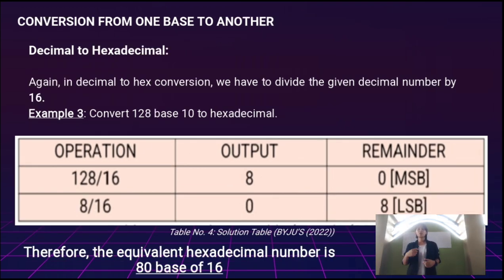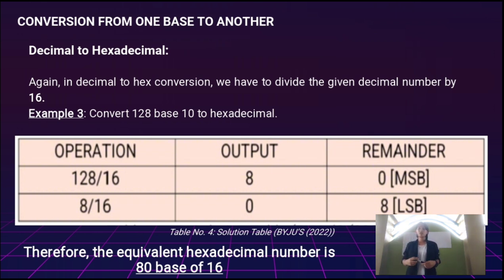Again, in decimal to hexadecimal conversion, we have to divide the given decimal number by 16, because as we all know, hexadecimal has the base of 16. So we need to use it as a base. Let's deepen our understanding with the given example, which is to convert 128 with a base of 10 to hexadecimal.